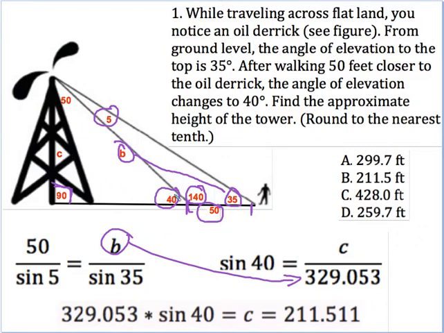So because my angle is 40, I have the sine of 40 will equal the ratio of side C divided by side B, and I know that side B is 329.053. So I'm going to multiply both sides by this number, and C ends up by itself. Multiply it out, plug it into the calculator, and I get side C is 211.51 feet. Okay. So there's problem number 1.